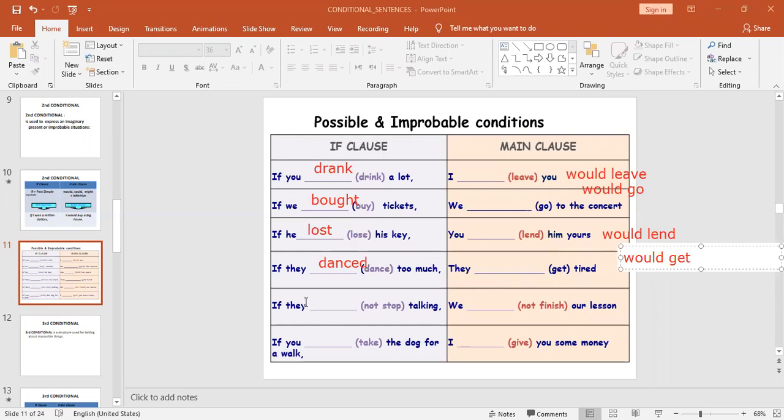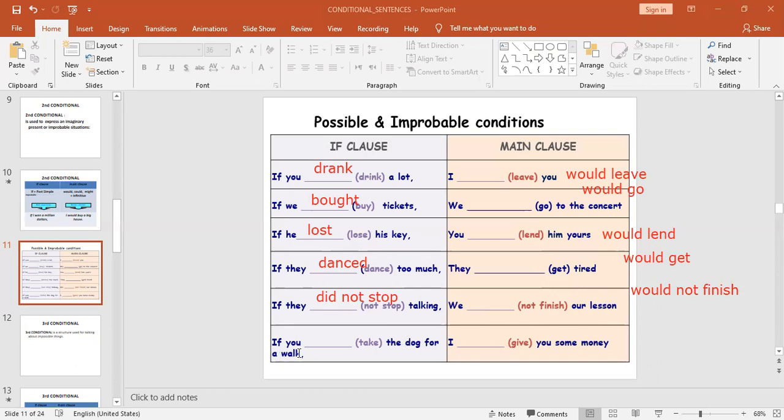What about the next? Here, not stop and not finish. So they must be in the negative form in the second conditional. So if they didn't stop, did not stop, if they didn't stop, we wouldn't finish. We couldn't finish. We might not finish. The three are correct.